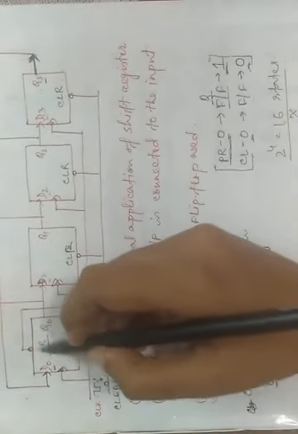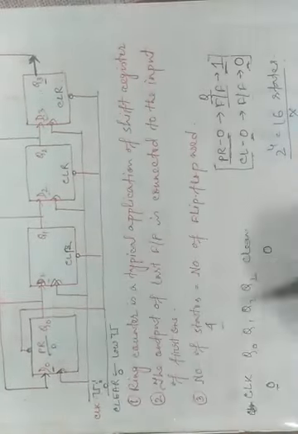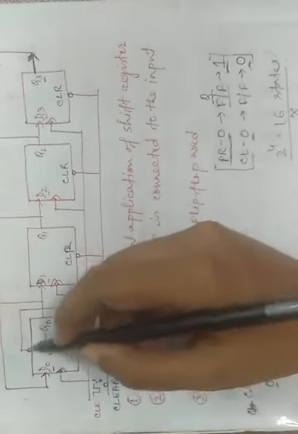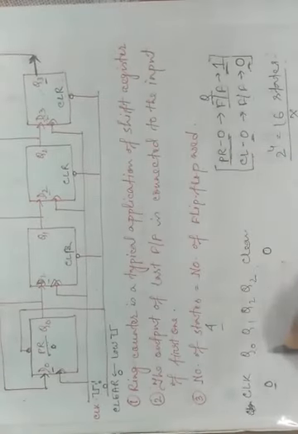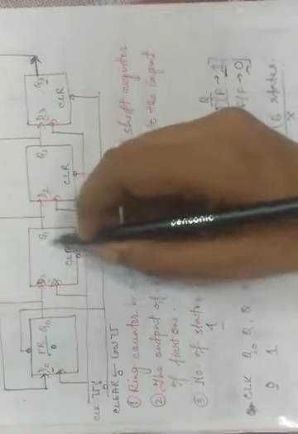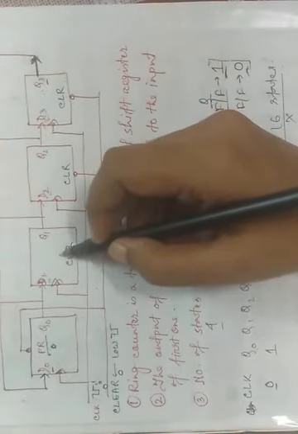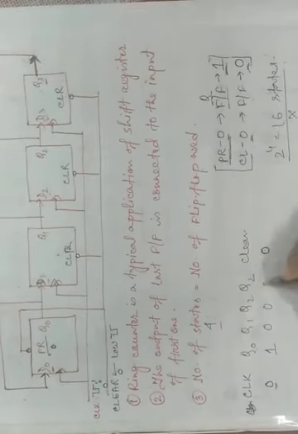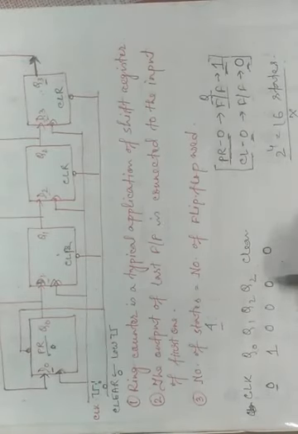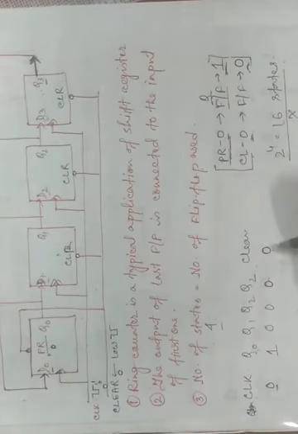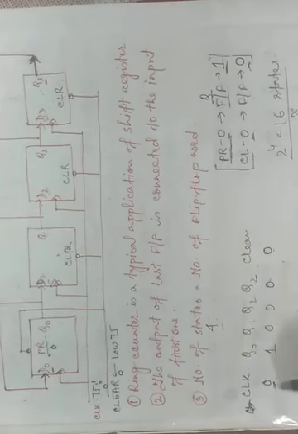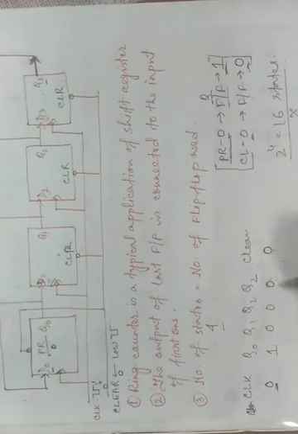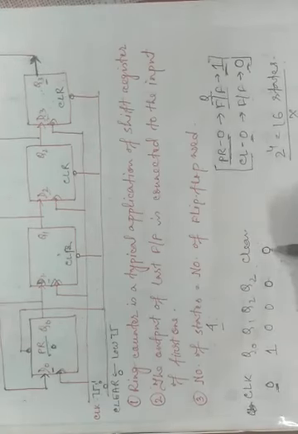Here the first flip-flop is connected with the preset. So whenever preset is 0, its value Q0 will be 1, and for the clear value 0, Q1, Q2, and the others are all 0. This is the first condition whenever we start the ring counter, or whenever no clock is applied. This is the basic state of the ring counter.